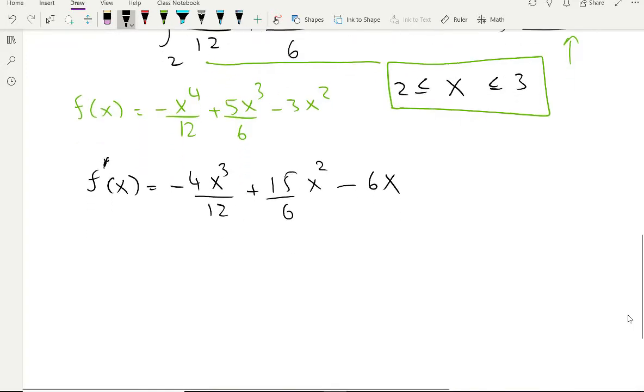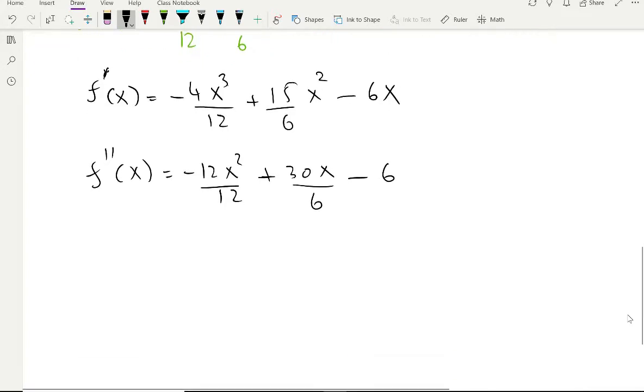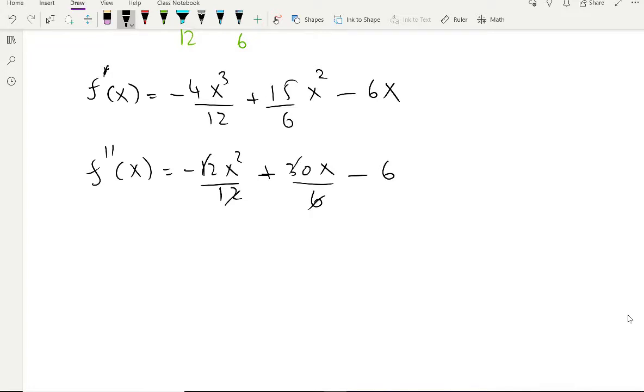So that's the first derivative. The second derivative is that you differentiate once more. 3 times 4 is negative 12 x squared over 12. Here 15 times 2 is going to be 30 x over 6. Derivative of negative 6 is negative 6. Now 12 cancels out, 30 cancels out, and we get negative x squared plus 5x minus 6 as the second derivative.